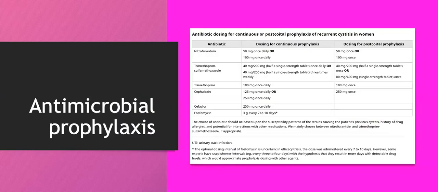So these are the antimicrobials that I've mentioned. Some of them I didn't mention before, but these are the doses that we generally use. I'll just use one example, nitrofurantoin. You can give it once a day as a 50 milligram dose, or 100 milligram dose once daily. And then for postcoital prophylaxis, you would give 50 milligrams once or 100 milligrams once.